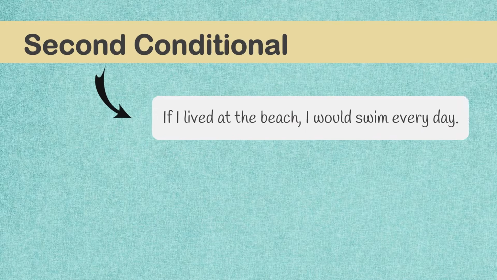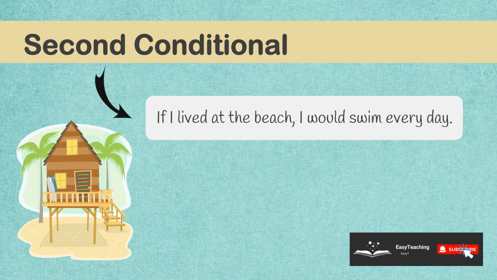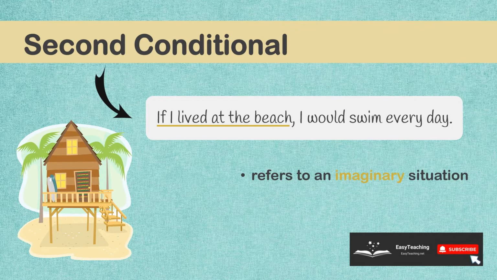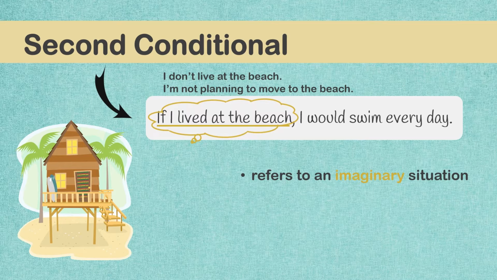Here's an example. If I lived at the beach, I would swim every day. Second conditional is used because it refers to an imaginary situation. I don't live at the beach, so I can't go swimming every day. I'm also not planning to move to the beach anytime soon. But in this sentence, I am imagining that scenario.